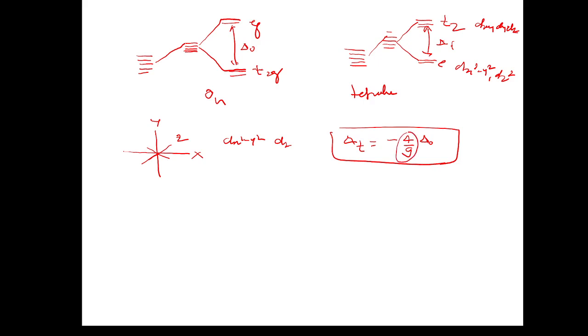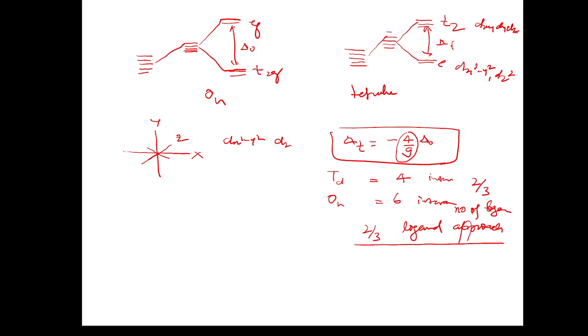Now, where is this 4 by 9 coming from? For tetrahedral, we have 4 ligands. For octahedral, we have 6 ligands. So 2 by 3 contribution is coming from the number of ligands. Here there are 4 ligand-metal interactions and here 6 metal-ligand interactions. Now where does the other 2 by 3 come from? In tetrahedral, the ligands approach between the axes at an angle, and in octahedral, the ligands approach along the axis. So the other 2 by 3 is coming from the ligand approach. These are very long derivations for how they got this 2 by 3. So the relation between delta T and delta O is minus 4 by 9.